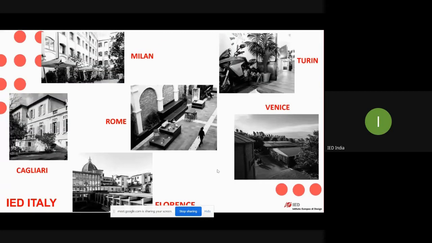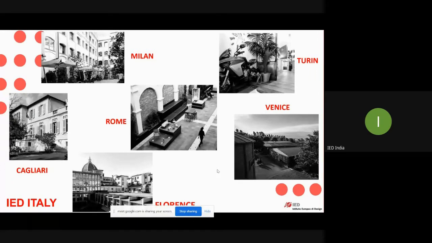What about IED? IED has campuses, as Federica said, in these cities: Milan, Turin, Venice, Rome, Cagliari, Florence, and one more in Como, which is missing over here. But we also have a campus in Como with Accademia di Belle Arti. Now, the question I'm generally asked quite a number of times by the students is, why did you choose these cities out of so many cities in Italy?